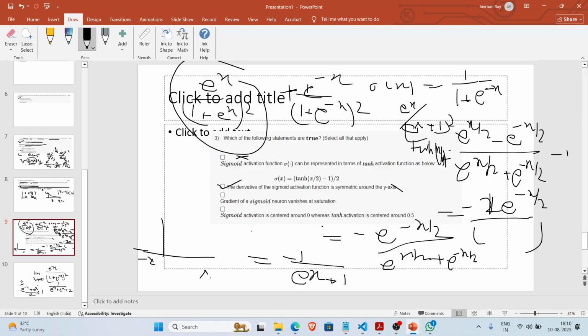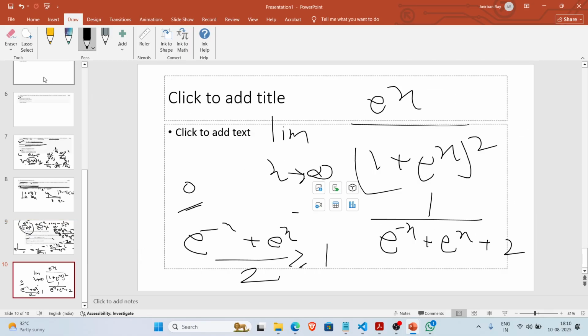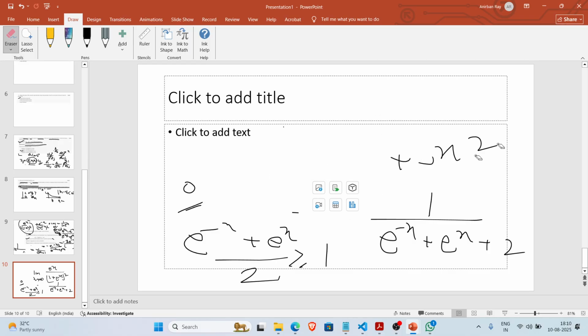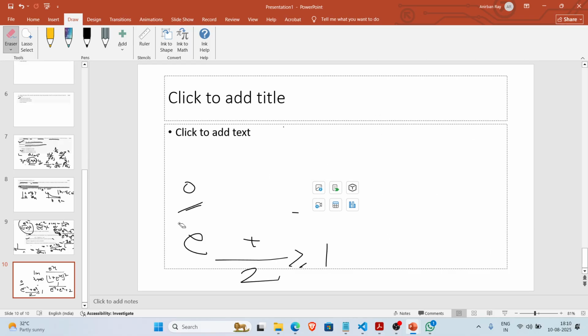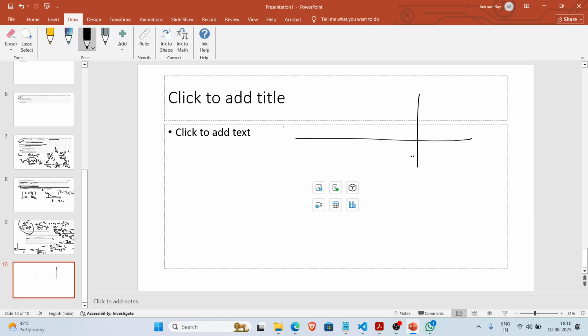Sigmoid activation centered around 0, that's not correct, because it is centered at 0.5. Tan hyperbolic is centered at 0. Gradient of a sigmoid neuron vanishes at saturation. Saturation means that only. The gradient does go to 0. Maybe I need to do it better this way, diagrammatically. You can see that the slope does go to 0 at infinity.